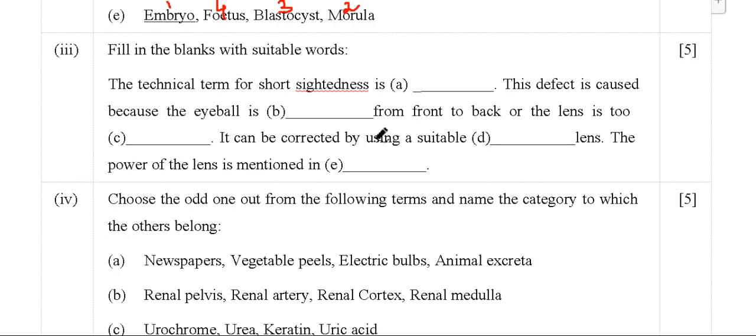Next, fill in the blanks with suitable words. The technical term for short-sightedness. So this question came from the eye part. It is indicating one eye defect. So the technical term for short-sightedness is myopia. This defect is caused because the eyeball is lengthened.